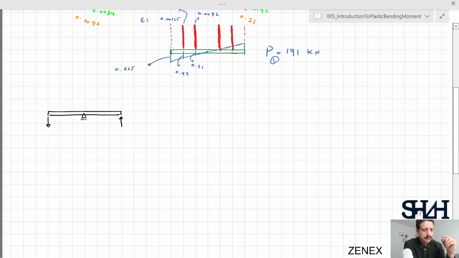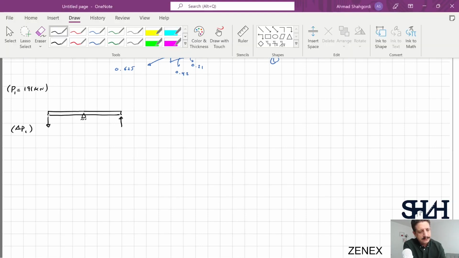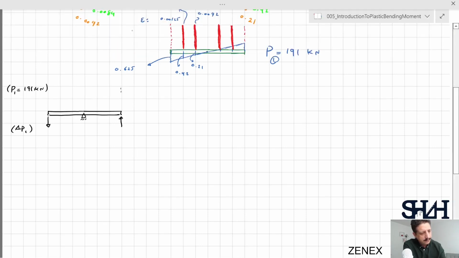So now I write down that this is delta P1. So we have P1, which is 191 kilonewton, and then we want to see how much load we can increase in the system. I sketch the dashed lines for the members which are not working anymore. So these are B and B prime which are not in use. And here I can sketch the other elements which are still in their elastic phase.